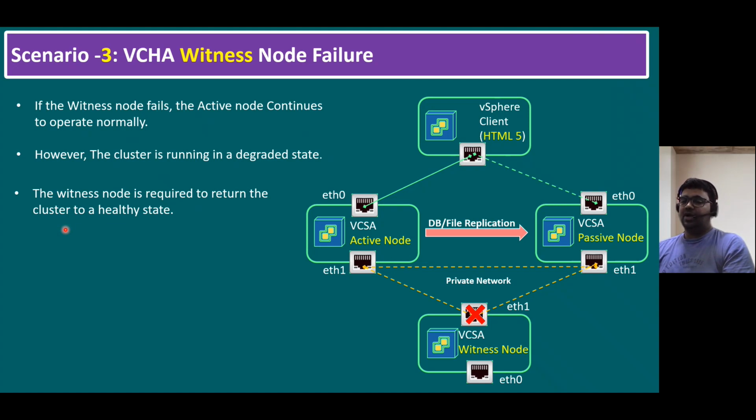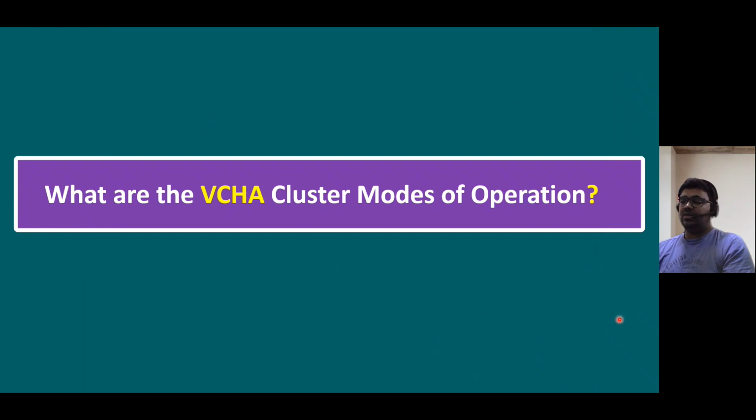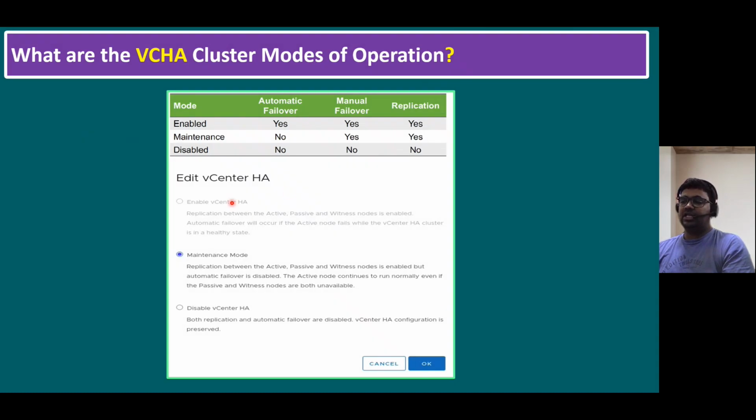Another one: what are the VCHA cluster modes of operation? What are the main cluster operations I can perform in VCHA? There are in general three modes of operation. One is enable VCHA, which is what we usually do. When you enable HA, the automatic failover option is available, manual failover can also be done, and replication happens every few seconds. We can see the same point in the screenshot.